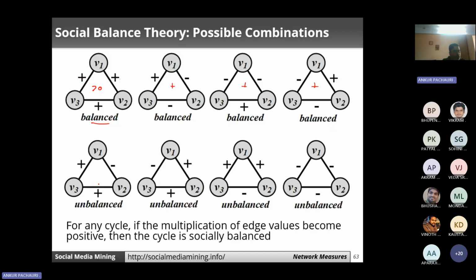If it is positive, sorry, if it is negative, then the relation will be unbalanced. So for any cycle, if the multiplication of edge values becomes positive, then the cycle is socially balanced, or else the relation is unbalanced. It will not hold. It is not a trustworthy relationship.